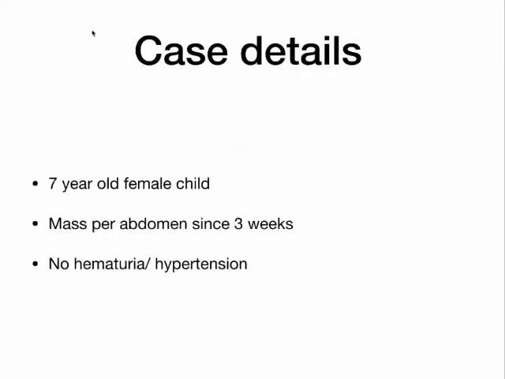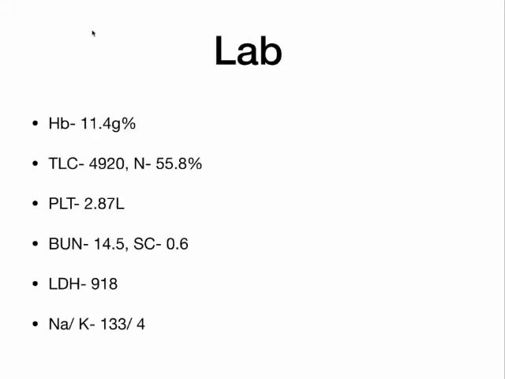This is the first case for today. This is a 7-year-old female child who presented with a mass per abdomen since 3 weeks. The child has come from West Bengal, and there's no hematuria or hypertension on examination.